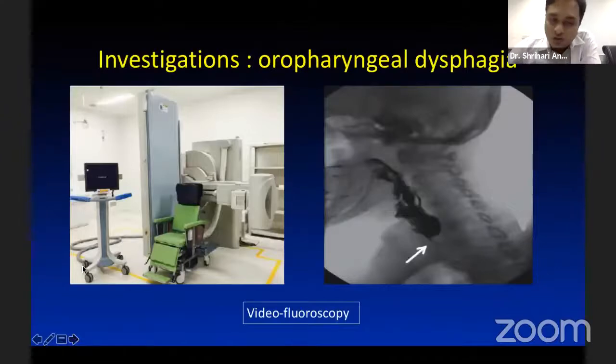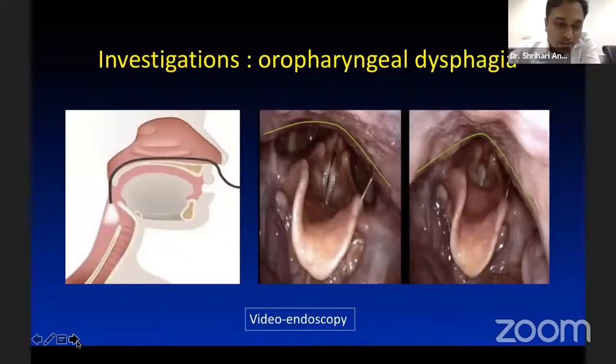Now coming on to investigations, for a patient who you think has oropharyngeal dysphagia, there are two important investigations. One is a video fluoroscopy. Doing a video fluoroscopy requires a special setup where you have a chair and the lateral X-rays can be taken. It is a real-time evaluation of a swallow, which is done under fluoroscopic evaluation. The other investigation for oropharyngeal dysphagia is video endoscopy. This is through a nasal laryngoscope, or you can also use a neonatal endoscope intubated through the nose, and see the movements of the various structures during the phase of swallowing. So these are the two investigations.